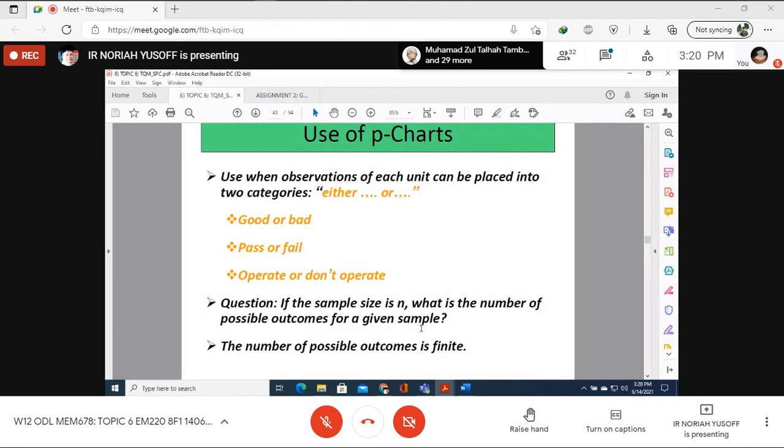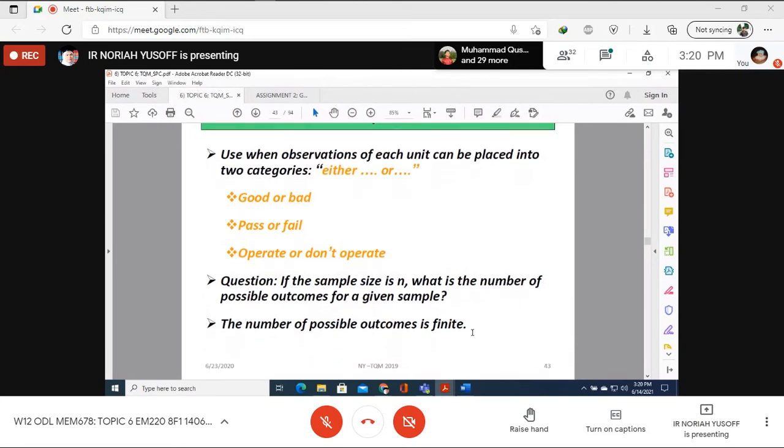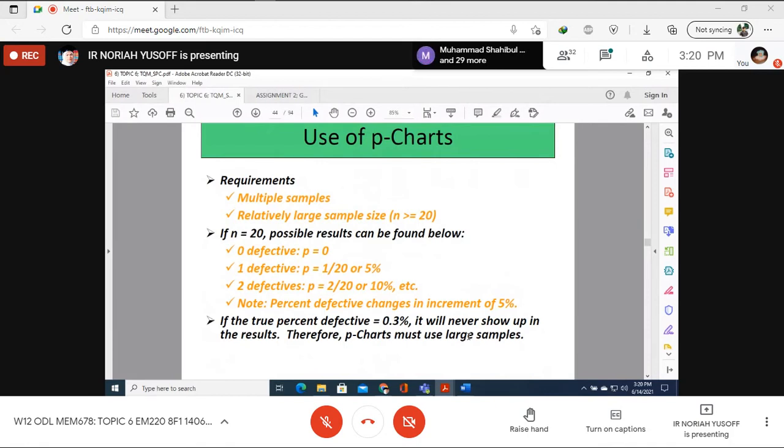So the question, if the sample size is n, what is the number of possible outcomes for a given sample? So the number of possible outcomes is finite. Kalau finite ni maksudnya can be calculated lah. Dia bukannya infinite. Kalau infinite tu, that means sample tu tak practical. So dia kata, where and how can you use the P chart ni? Requirements dia, it must be of multiple samples. Sample tu kena banyak. And then it must be relatively large sample size. And sample size should be more or equivalent to 20. Then only your result is, I would say, reliable. Kalau tak, dia tak practical.